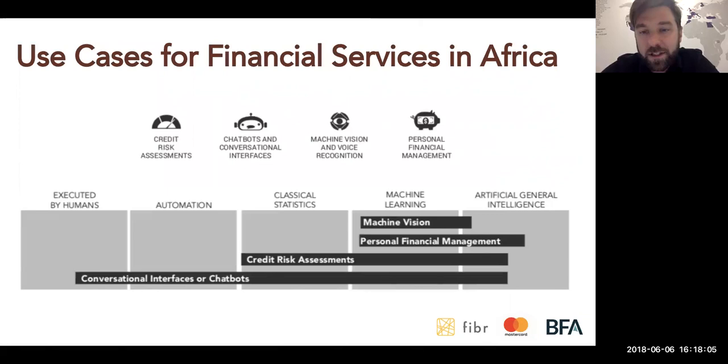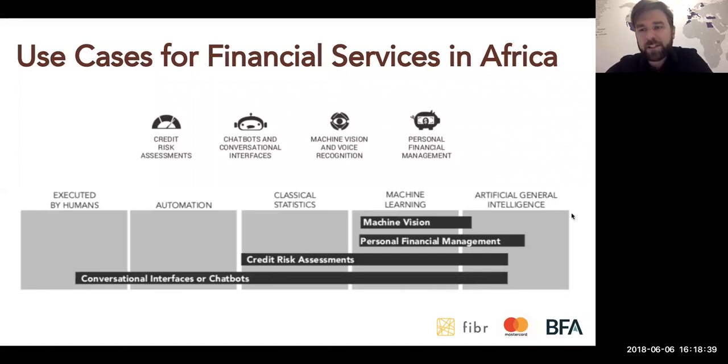Chatbots and conversational interfaces, which involves natural language processing. The third is the sensory aspect of AI, which is machine vision and voice recognition. So helping our smartphones see and hear things that are useful to the customer and reacting to those. And finally, personal financial management. So making suggestions where I might move my money, or making suggestions for how I can climb the finance ladder to better offerings.